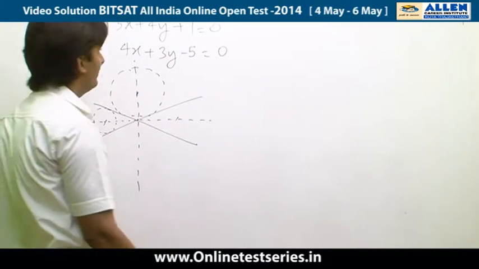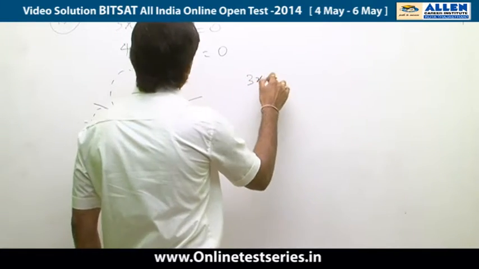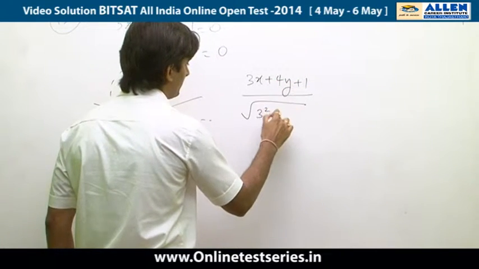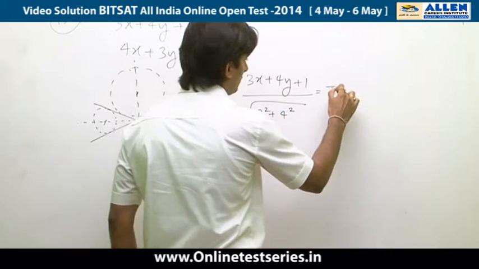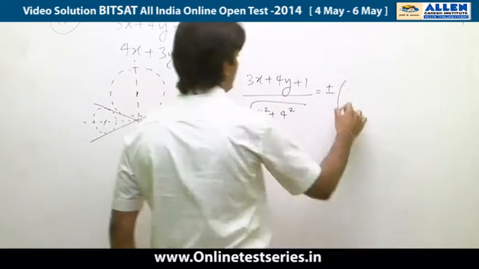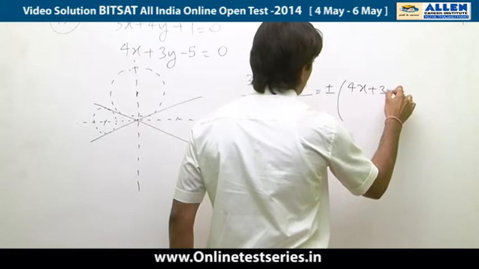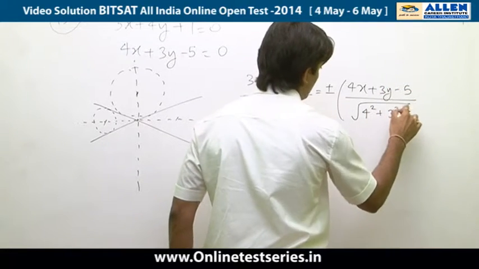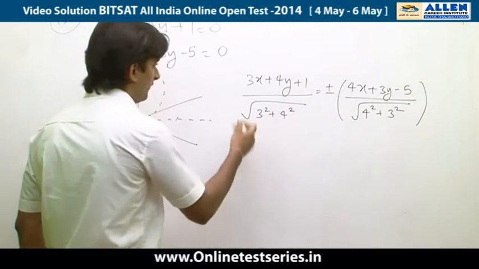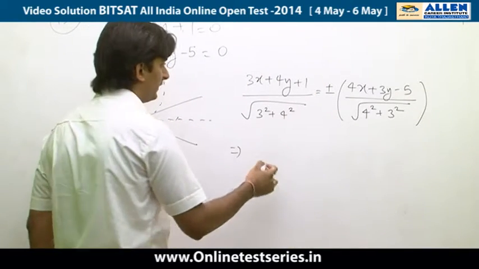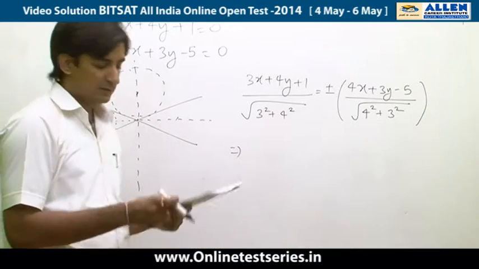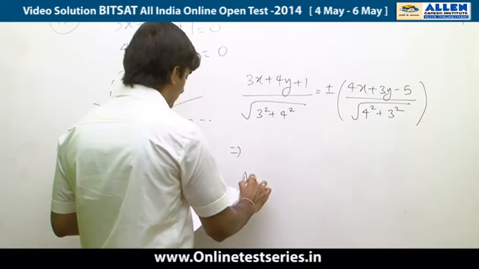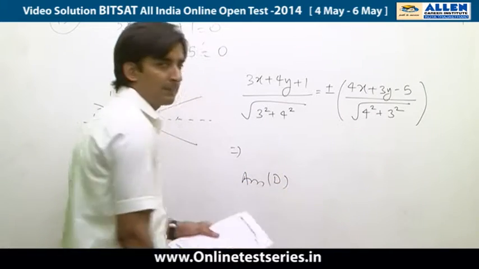For writing the angle bisectors, we can write (3x + 4y + 1)/√(3² + 4²) = ±(4x + 3y − 5)/√(4² + 3²). On simplification, we can get the equation of the two bisectors. These two lines will give us a union of two straight lines. That would be answer number D.